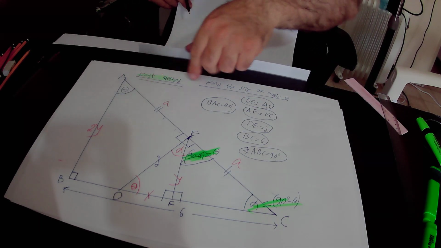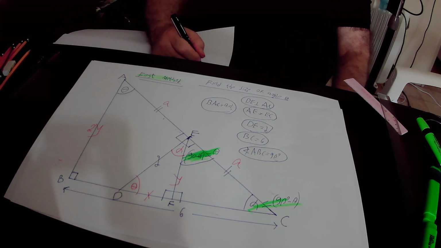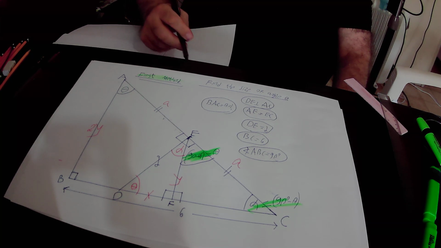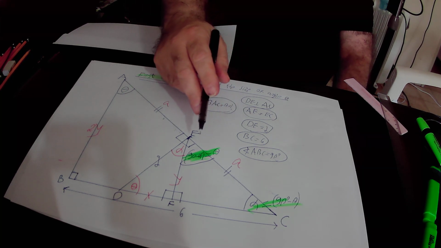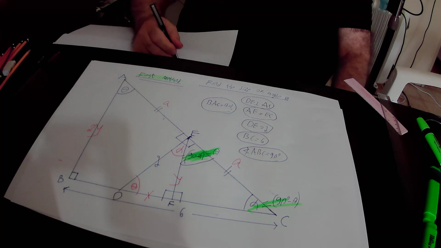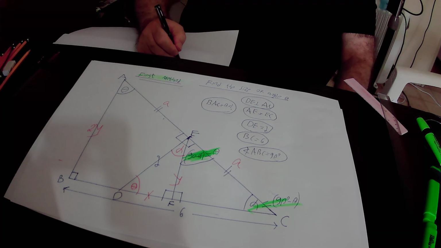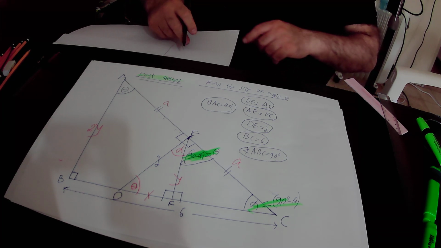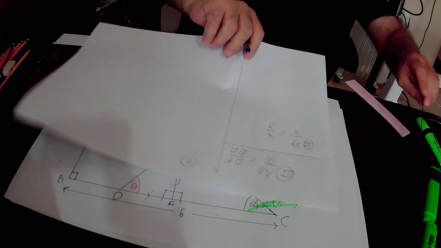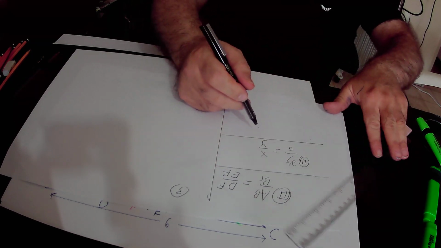AB equals 2y, BC equals 6, this is given in the question, and DF equals x according to our definition, and EF is also equal to y according to our definition. In conclusion, according to equation number 3, 2y over 6 equals x over y.